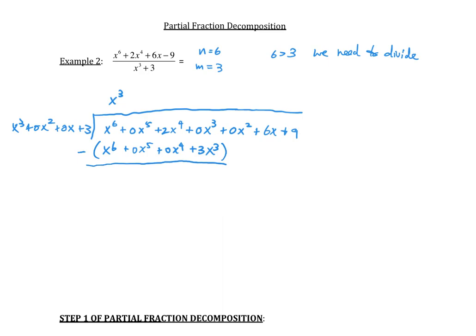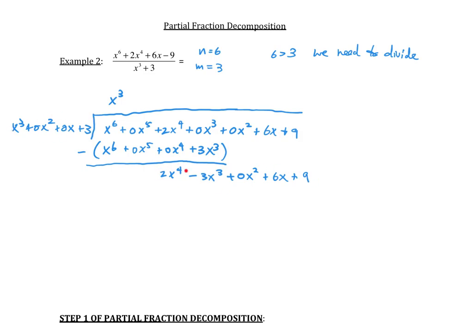So x to the 6th minus x to the 6th is 0. 0x to the 5th minus 0x to the 5th is 0. So the first non-zero term I get is going to be 2x to the 4th. Then when I subtract away the 3x cubed, I get minus 3x cubed. And then the rest of this comes down, so this will be plus 0x squared plus 6x plus 9. Okay. Now I want to divide this polynomial here by this guy.